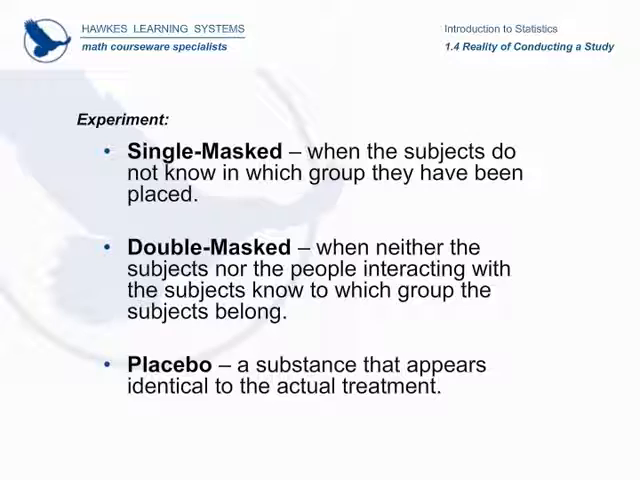Then we have a placebo, and that's a substance that appears identical to the actual treatment. A placebo is sometimes called a sugar pill because there's no actual active ingredient in that particular treatment.